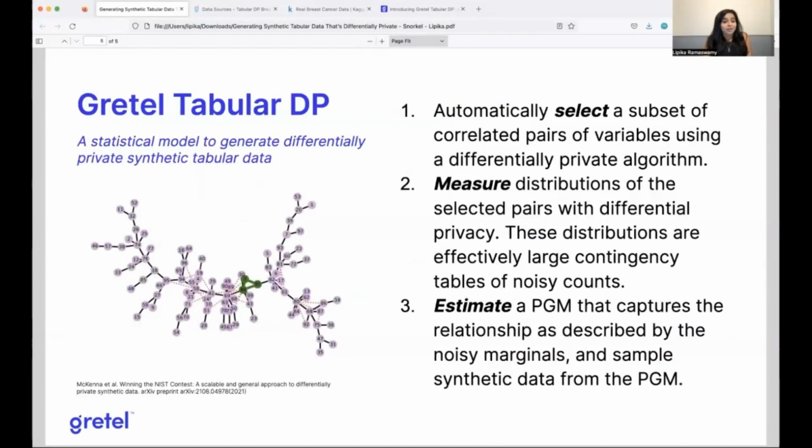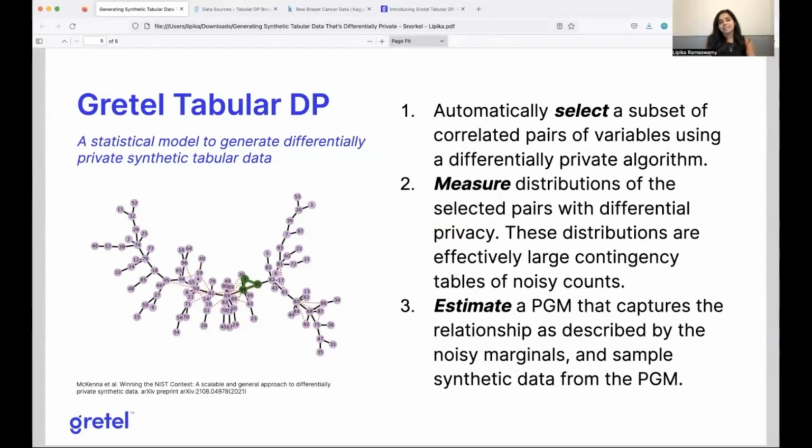I suggest something called Gretel Tabular DP. This is a model that we released a few months ago, and it's based on work straight out of academia, and it was born from this challenge that the National Institute of Standards and Technology ran last decade. And the goal was to try to generate differentially private synthetic tabular data. Their test bed was census data. And researchers came up with some very highly performant models for tabular data.